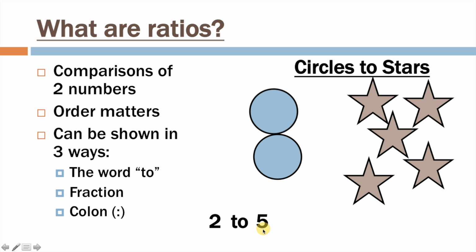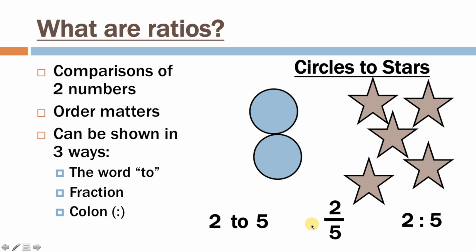Remember that we can also represent it as a fraction. And when we do that, the first number goes in the top of our fraction, and the second number goes in the bottom of our fraction. So that'll look like this, 2 over 5. And the third way to represent it uses a colon. So it looks just like this one, but instead of using the word "to", we'll put two dots, the colon, 2 to 5.